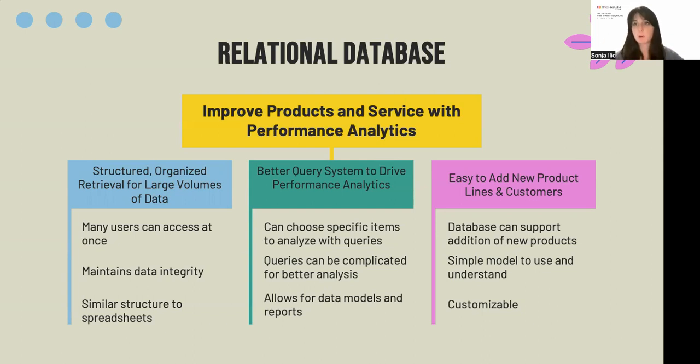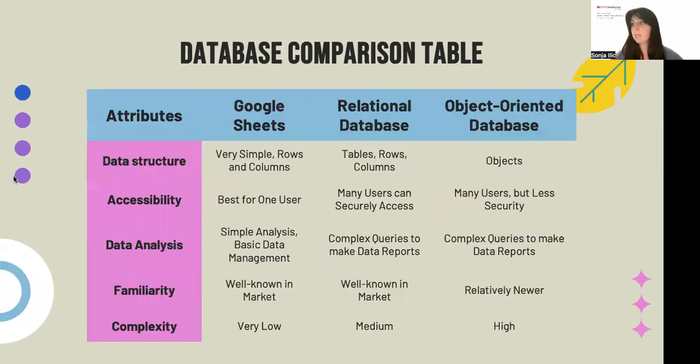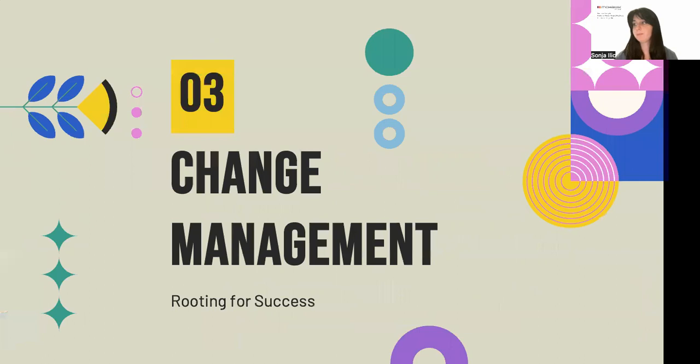We're able to get those performance analytics that you guys are looking for better than you're able to do with Google Sheets and just as easily as you could with an object-oriented database. Comparing them side by side, Google Sheets we can see is best for basic data management and easier calculations versus the relational database, which is going to structure your data a lot better. It'll be easier to get the kind of data analytics that you're looking for while maintaining that ease of access, and it has a much lower learning curve than the object-oriented databases do.